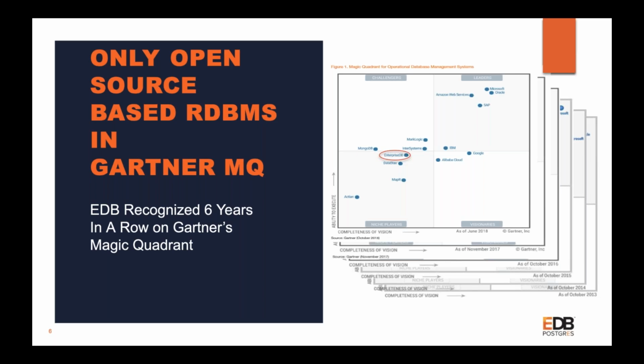The other thing that I'd like to draw your attention to is those players that are missing in this quadrant. EDB Postgres today is the only open source based relational database in this Magic Quadrant. It's the only one left. When it started in 2013, there were other players in there. Today, they are all gone. EDB Postgres is the only open source relational database where Gartner believes that the capabilities and the ability to execute are really there to support the enterprise.